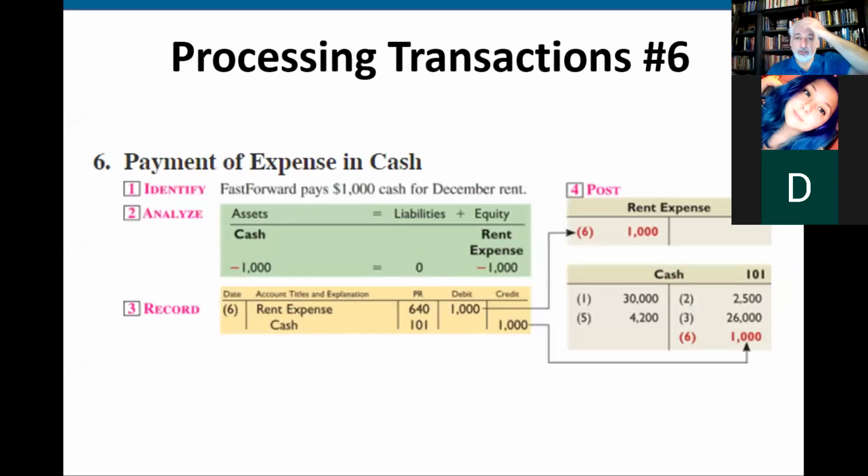Paying expense in cash. This time we go straight to the income statement with our rent expense. We don't put it as an accounts payable. We just write the check for rent. 1,000 bucks out the door, cash is down. So we're going to credit it. Whatever the other side of that $1,000 is, it better be a debit. And we're going to stay in balance forevermore.